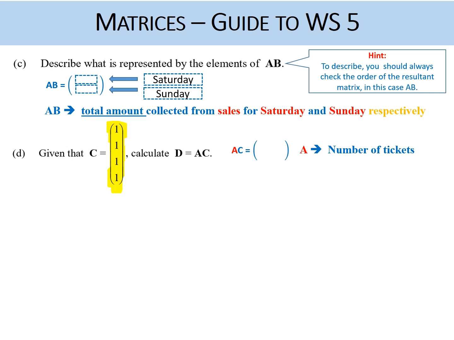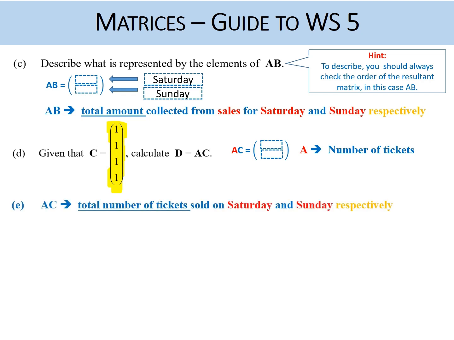What is the order of this matrix AC? If you work it out, you should be able to see it is a 2 by 1 matrix. And putting it together, how should you describe it? This will give you the info that's leading to part E. For those of you who are able to identify, good for you. You should see it actually gives the total number of tickets sold on Saturday and Sunday respectively. Well done if you are able to answer this.